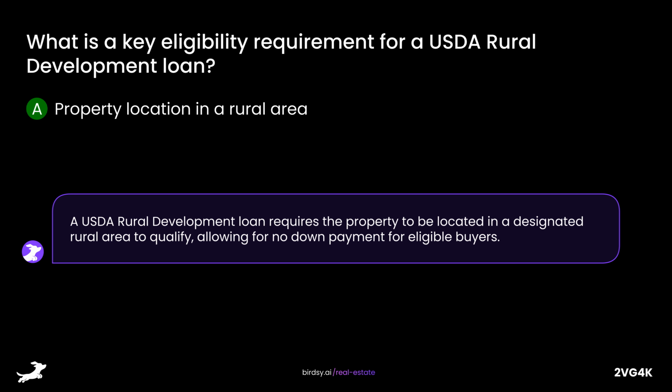A USDA rural development loan requires the property to be located in a designated rural area to qualify, allowing for no down payment for eligible buyers.